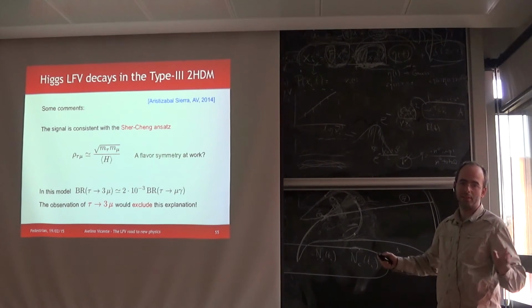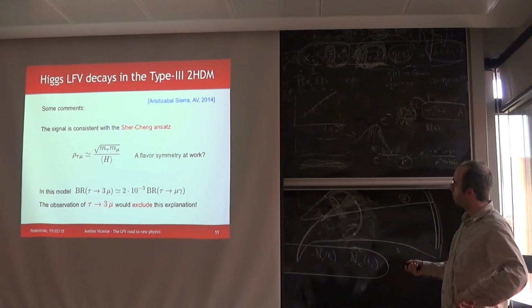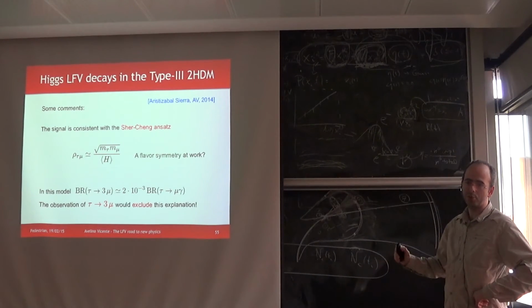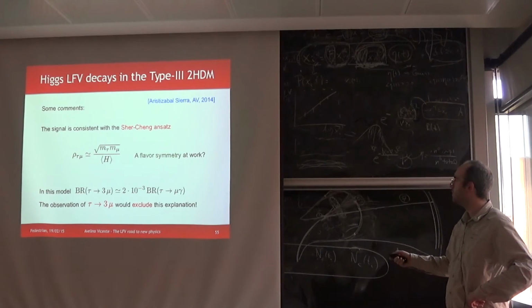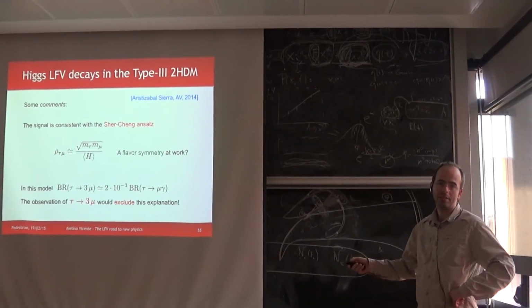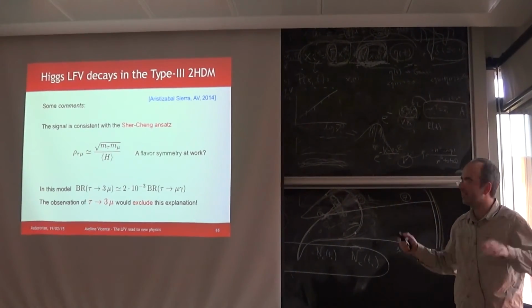There's no reason for that. It could be totally different. It could be 10 times that or 10 times below that. There's no reason. The fact that there is a very close numerical coincidence between these two quantities is something very intriguing. And it may be that there is some flavor symmetry at work, because these types of relationships are typically found when you have flavor symmetries in your model. So this may be something interesting to look for.